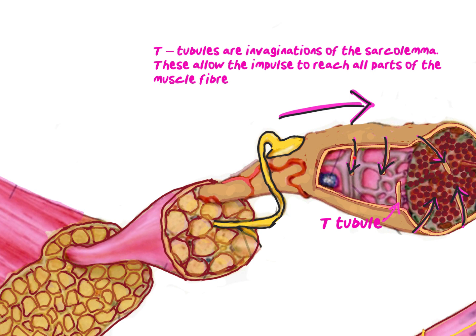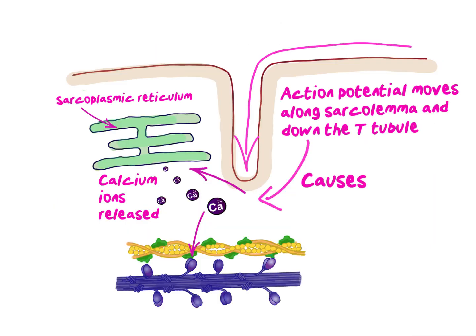At points along the sarcolemma, we've got these invaginations of the plasma membrane, and they're called T tubules. So they look like T's, okay? And the plasma membrane is invaginated into the actual cell. So here we can see one of the T tubules. Here's the sarcolemma, and we've got the invagination into the actual cell.